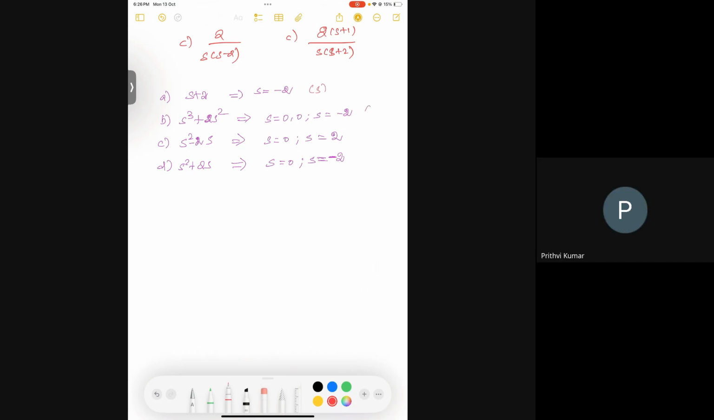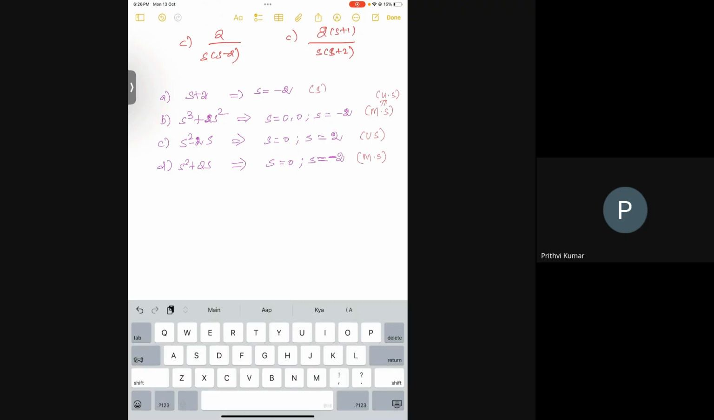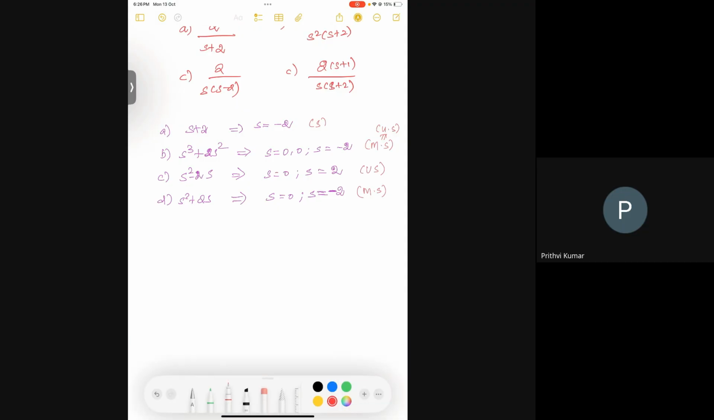Yes, ma'am, two zeros, no, two poles on the origin. Okay, right. So you are considering it as unstable. We can discuss this. C is unstable, right? Yeah, unstable. D is marginally stable. Since there is only one pole, everybody is agreeing with marginally stable, right? Very good. Thanks for the response.